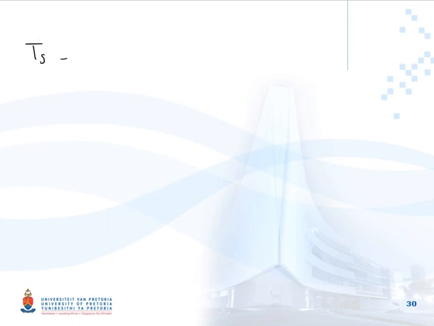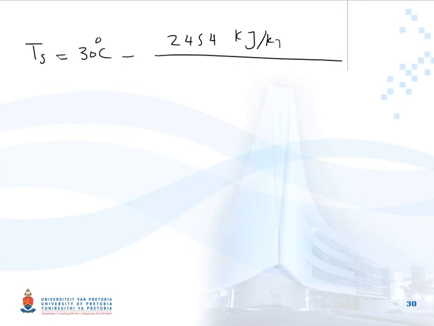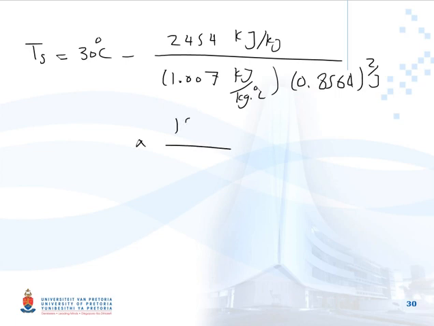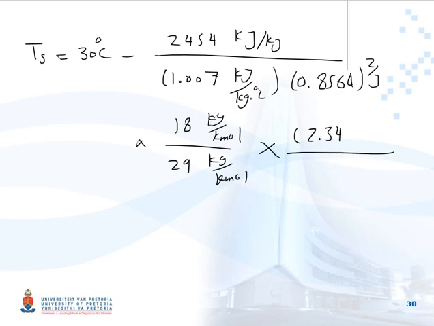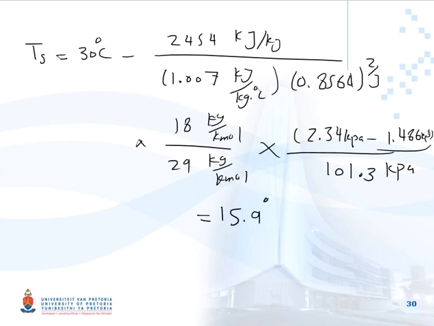So T_s, surface, will be 30 minus 2454 joule per kilogram divided by 1007 kilojoule per kilogram Kelvin, or C are the same, times 0.8564 to the power of 2/3, multiplied by 18 kilogram per kilomole divided by 29 kilogram per kilomole, multiplied by 2.34 kilopascal minus 1.486 kilopascal divided by 101.3 kilopascal. This gives us 15.9 C.